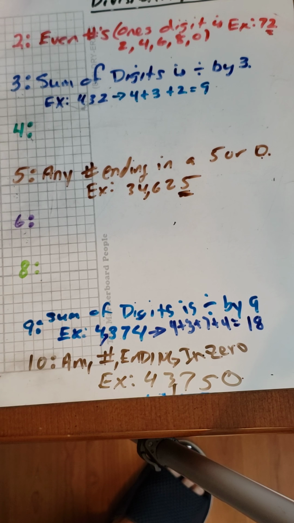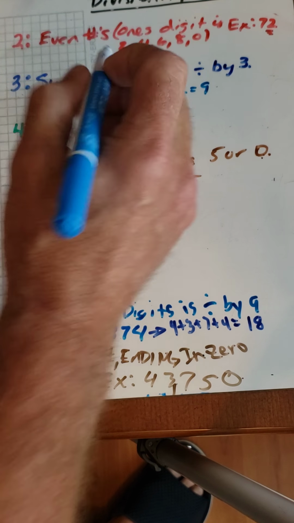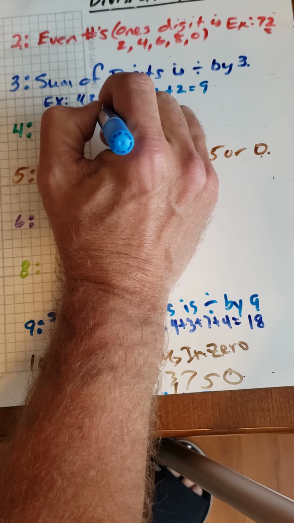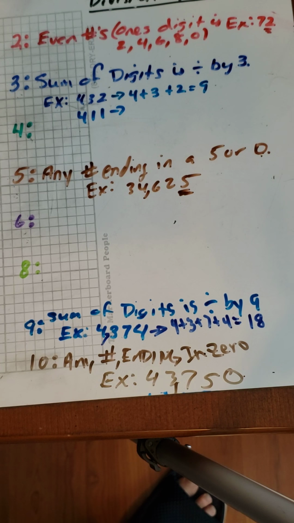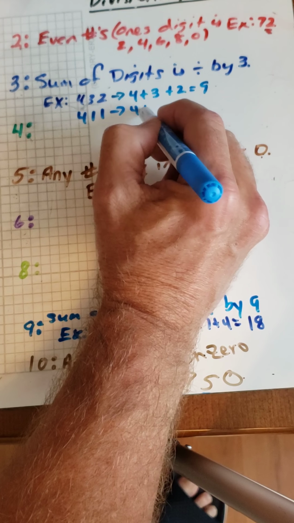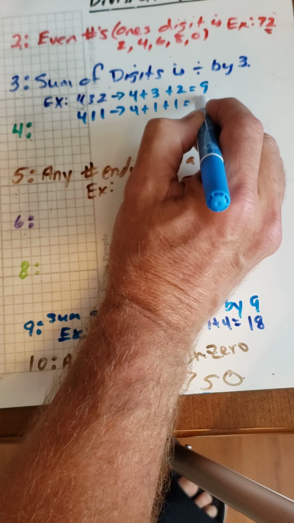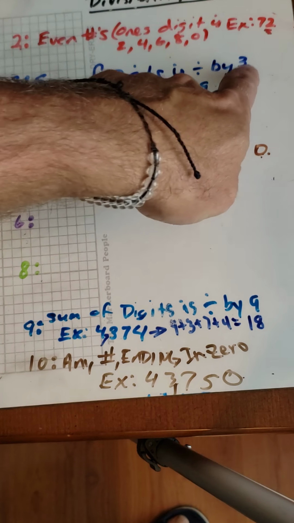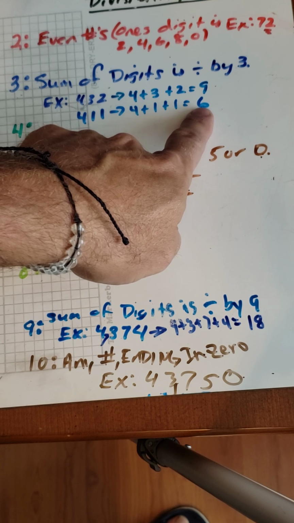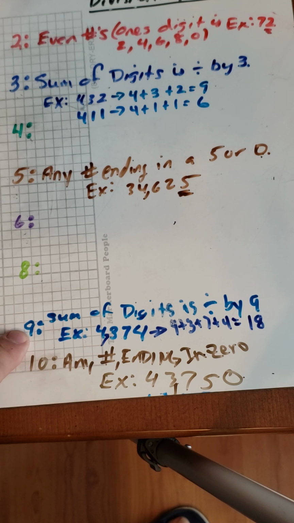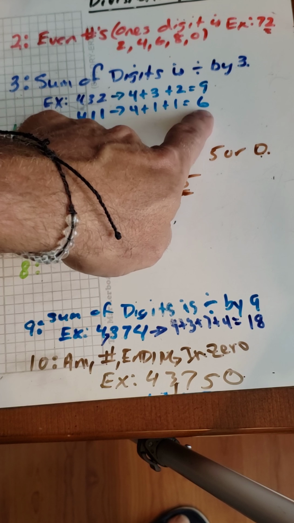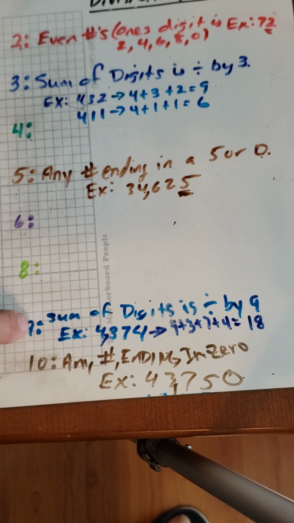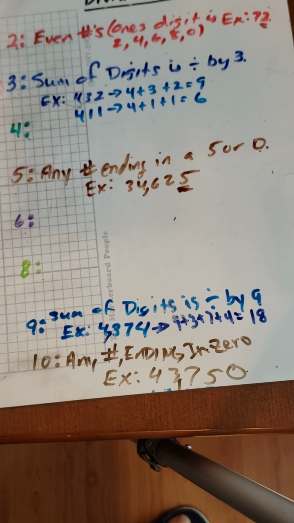But this number, 411, I add those together and I get 4 plus 1 plus 1 equals 6. So that means 411 is going to be divisible by 3 because 3 goes into 6, but it's not divisible by 9 because 9 does not go into 6. So just because 3 works does not mean 9 works, but if 9 works, I guarantee you 3 works.